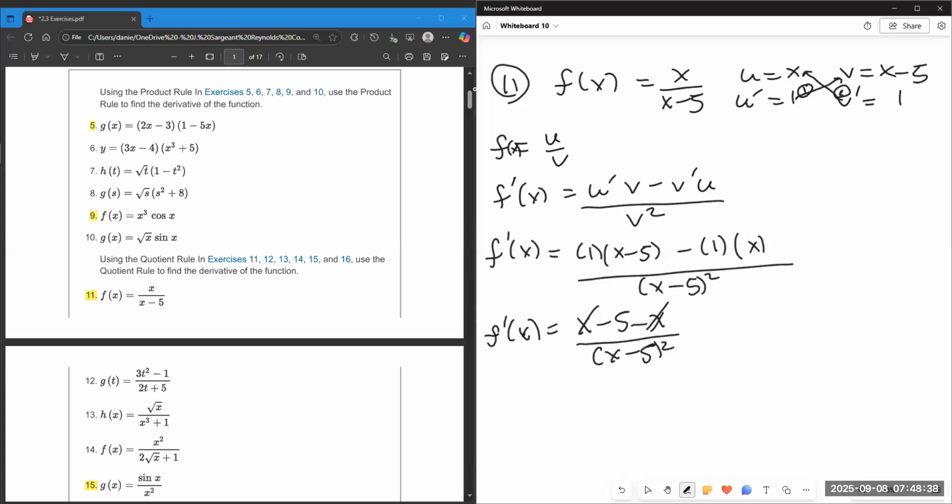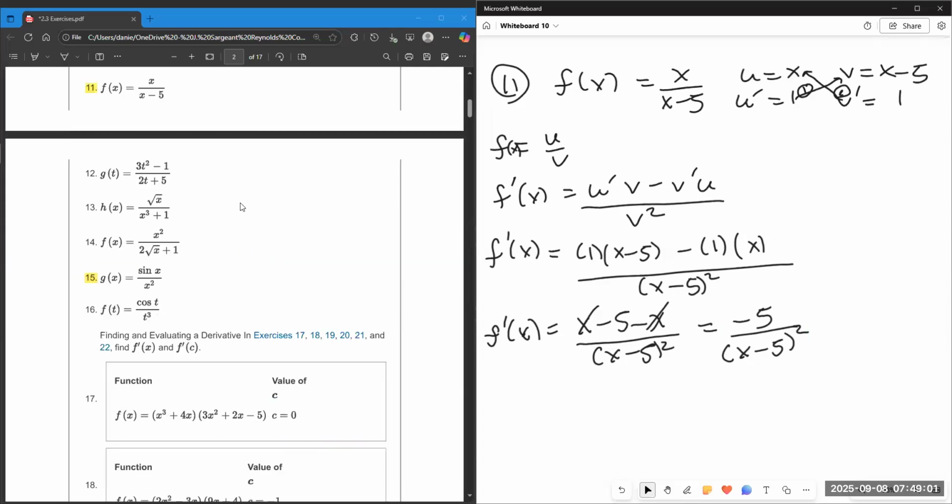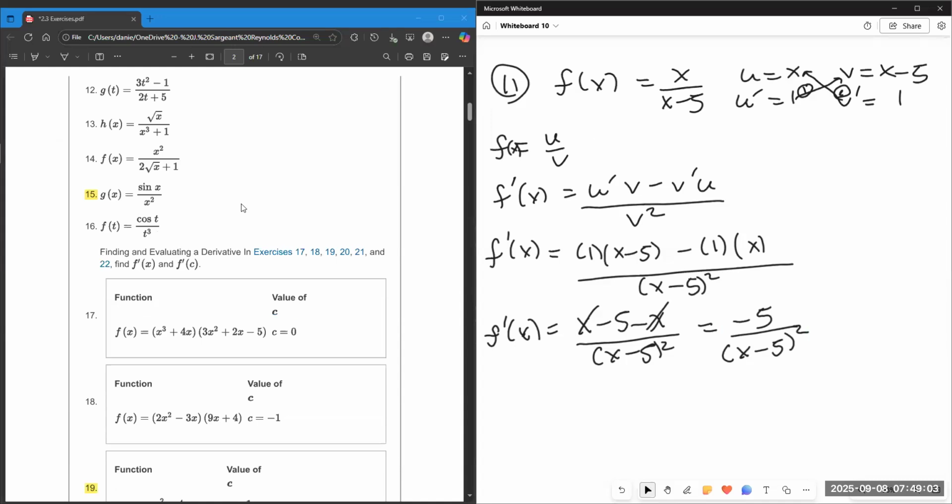x minus x will zero out and give me a negative 5 for my numerator, and x minus 5 quantity squared for my denominator. If there's no common factor in the numerator or denominator, it's fine to just leave the denominator squared like that. There's no reason to multiply it out unless the problem or the teacher tells you that you need to. But our goal is to try and cancel out common factors if we can when we simplify here. And if we know we can't do that, then we can just leave the numerator simplified and the denominator simplified.